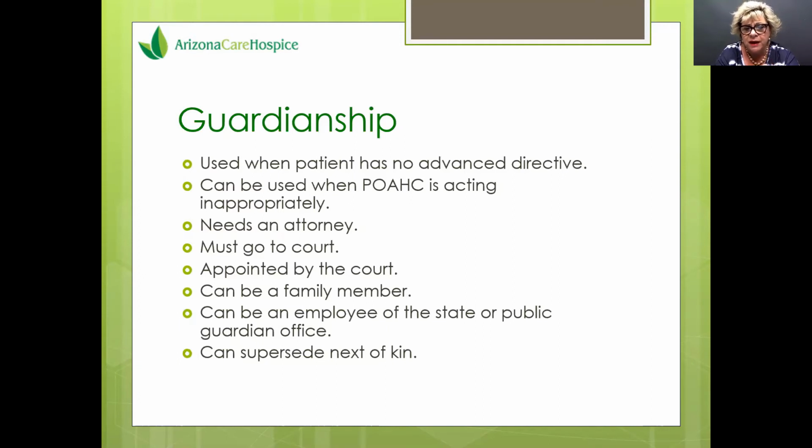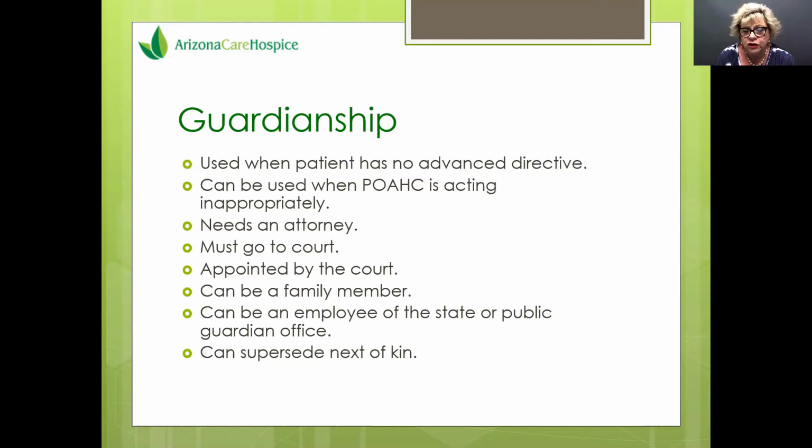Let's talk a little bit about guardianship. Guardianship is used when a patient has no advance directives and can be used when a power of attorney is acting inappropriately. So let's say someone has a power of attorney that is medical and financial, and a family member feels they're not seeing or doing things in the patient's best interest. They could contact an attorney, who in turn talks to the power of attorney about going to court and taking them to court.